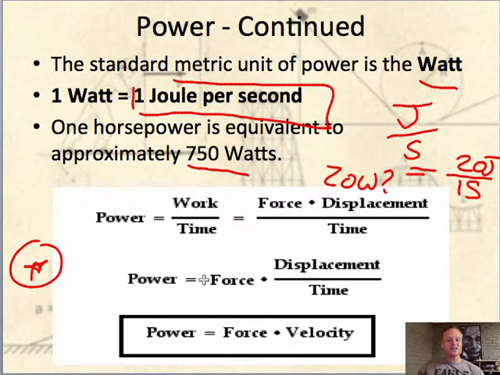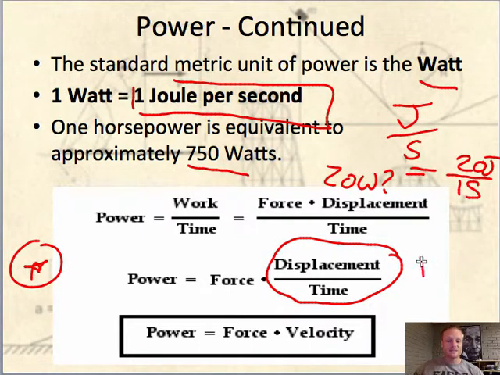Power also equals force times displacement over time, and displacement over time is velocity, right? So you can also say power equals force times velocity. That's another way of looking at power. It doesn't really matter, it'll all get you the same answer.